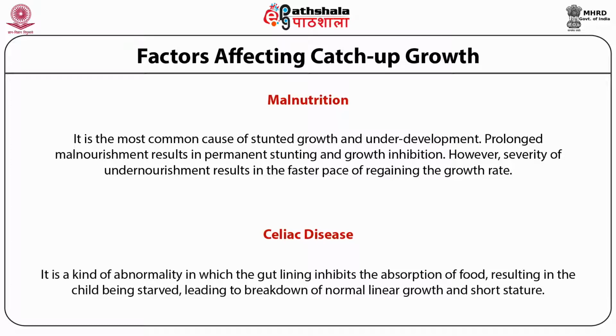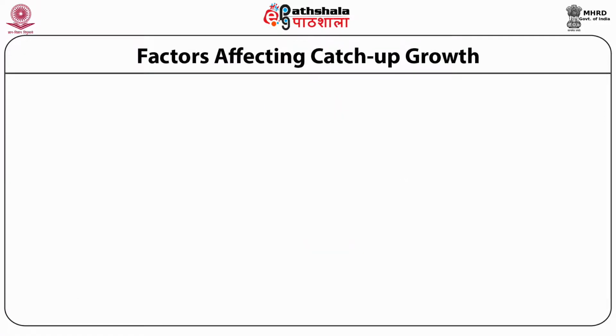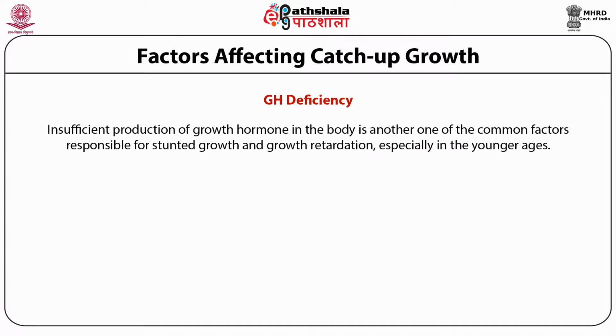It is a kind of abnormality in which the gut lining inhibits the absorption of food, resulting in the child being starved. Since it causes malabsorption, growth retardation in the initial stages of growth is witnessed, leading to breakdown of normal linear growth and short stature. Another factor, growth hormone deficiency, affects catch-up growth. Insufficient production of growth hormone in the body is another one of common factors responsible for stunted growth and growth retardation, especially in the younger ages.